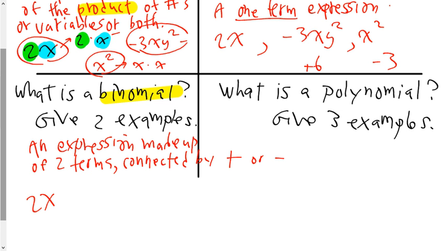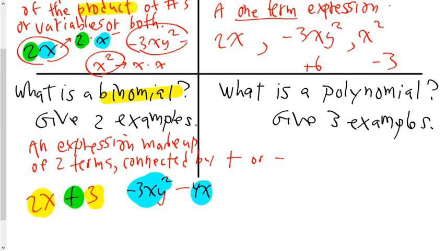So 2x is our one monomial, and if I connect it with a plus 3, we have now created a binomial. Or negative 3xy squared minus 4, or let's make it more 4x. That is a binomial. We have one term here, we have one term here, and we're connecting them with an addition sign. If we look at the next one, we have one term here, one term here, and we're connecting them with a subtraction sign. That is also a binomial.